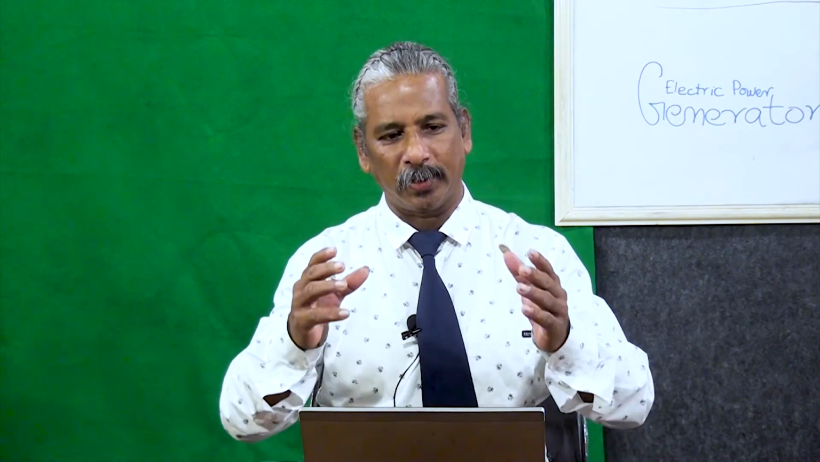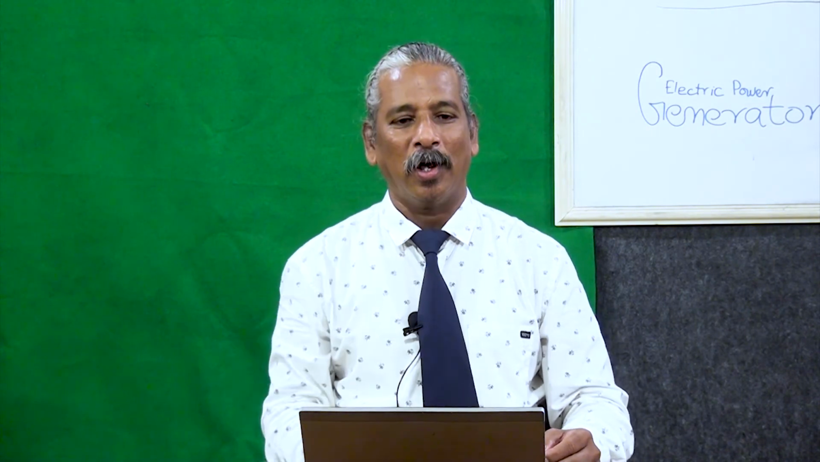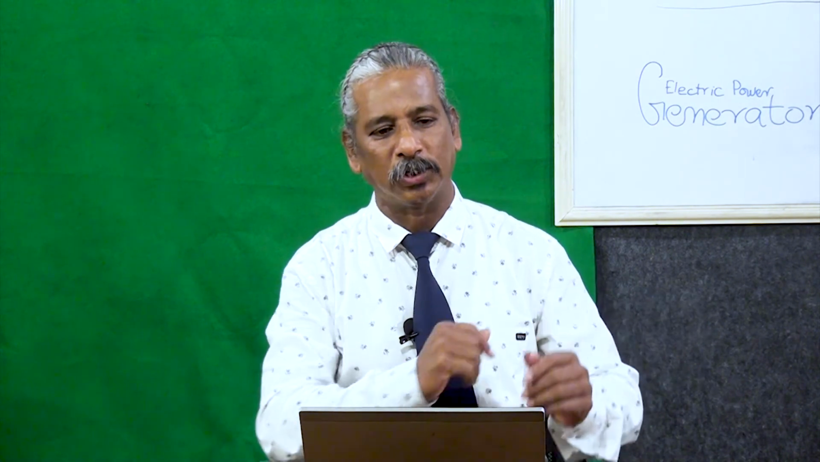A movement of a magnet within the field of a coil can produce power. Of course, that's an important factor. Mechanical energy can be converted to electric energy, and electric energy can be converted back into mechanical energy also because of this principle. And that is made use of in manufacturing a generator. The working principle of a generator is based on this principle.